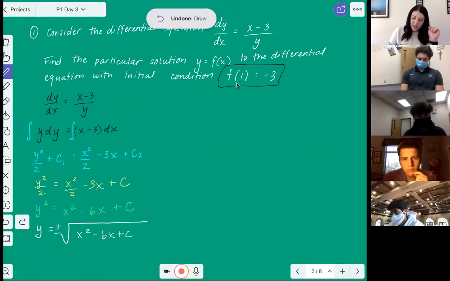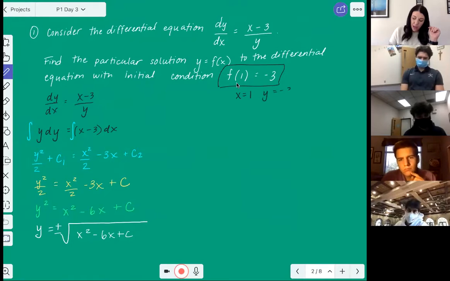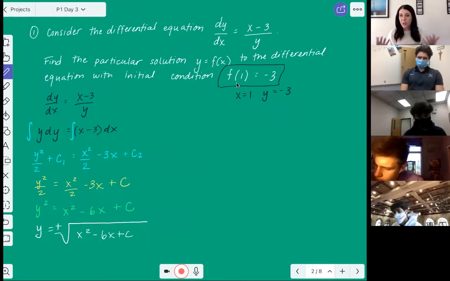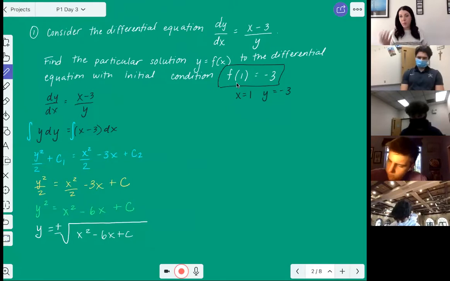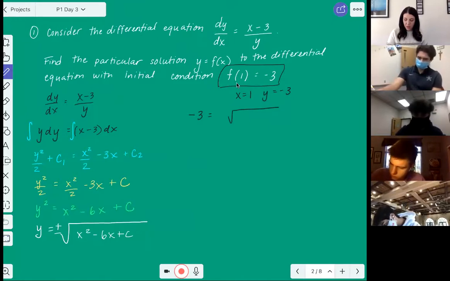Okay, so what this says, f of 1 equals -3, means when x equals 1, y equals -3. That's such a silly little step to write out, but it really helps you not mix up which variable is which. So it's generally helpful if you're given f of something equals something to write x equals, y equals. That way you know what you're plugging in. Okay, so when we plug in our initial conditions into that equation we did in white, we get -3 equals the square root of 1 squared minus 6 times 1 plus c.